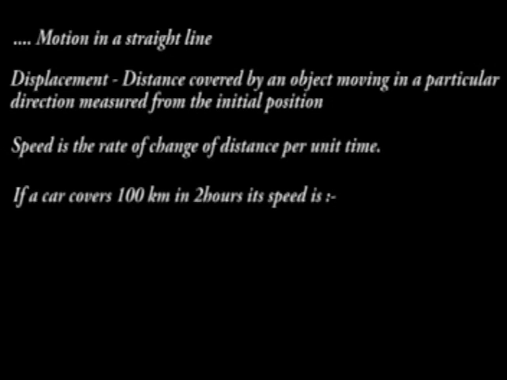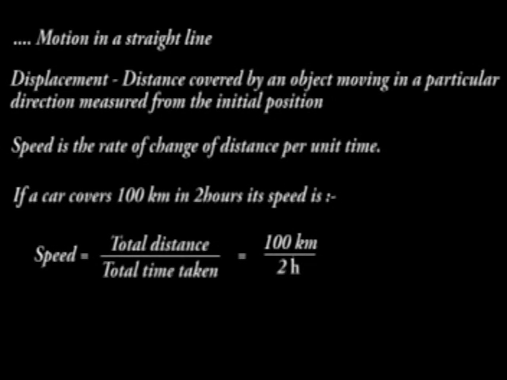If a car covers 100 kilometers in 2 hours, its speed is total distance over total time taken, which is 50 kilometers per hour. Other units of measuring speed include meters per second.